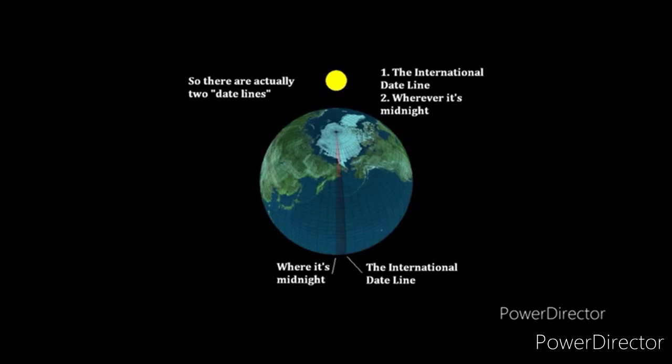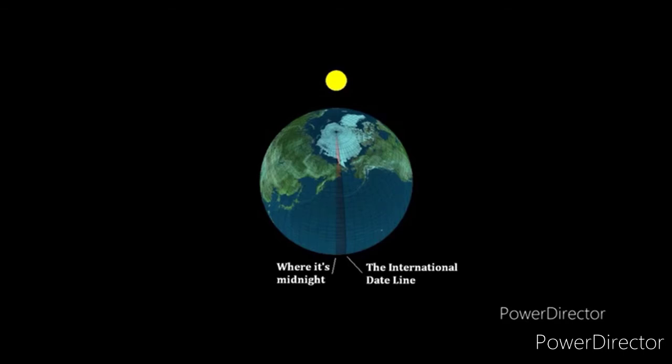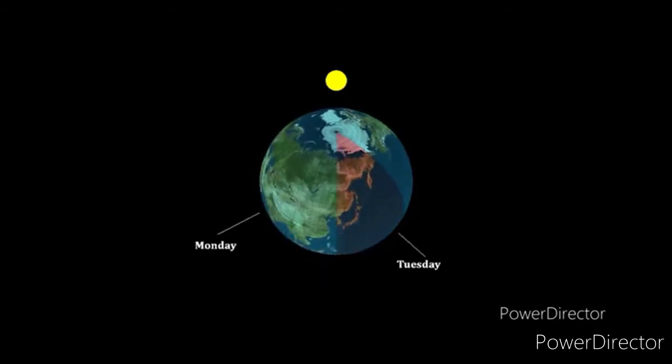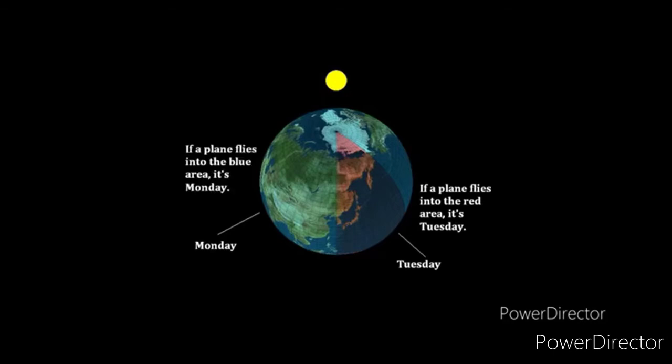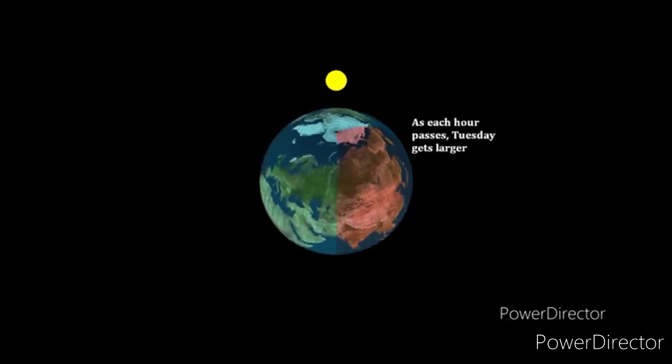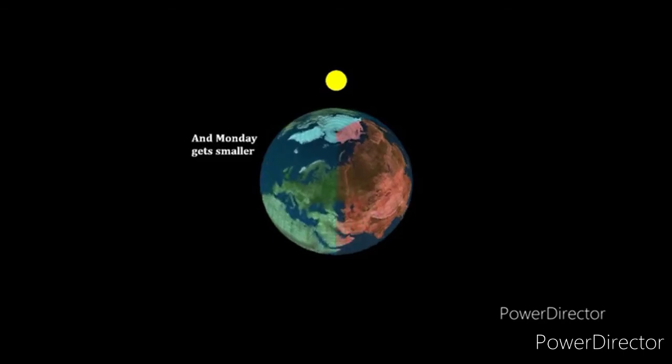But at midnight, at the international date line, a tiny slice of earth is on a new day, as you can see in the picture. Before the international date line, it's midnight, and as the earth rotates, a new day begins. If a plane flies into the red area, it's Tuesday, and if a plane flies into the blue area, it's Monday. As each hour passes, Tuesday gets larger and Monday gets smaller. A plane can fly from Monday to Tuesday and from Tuesday to Monday.